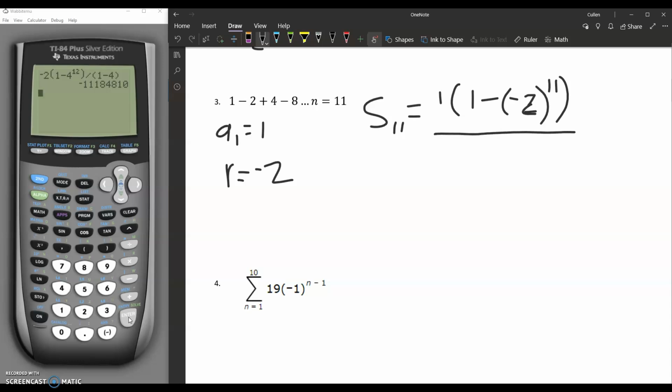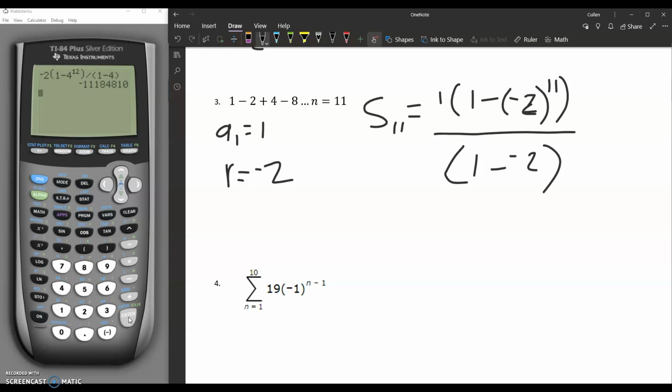You'll have an extra set of parentheses around the R. You also have to do this if R is a fraction, but R is not a fraction for this one, okay? And then on the bottom I have 1 minus negative 2. You don't need an extra set of parentheses around that one just because there's no exponent for the R that's on the bottom.